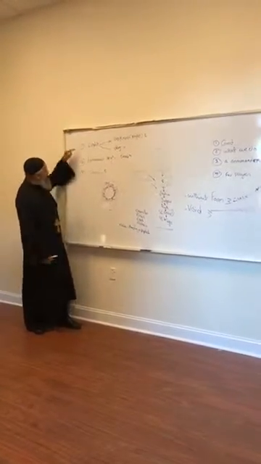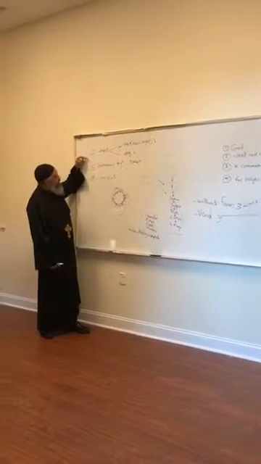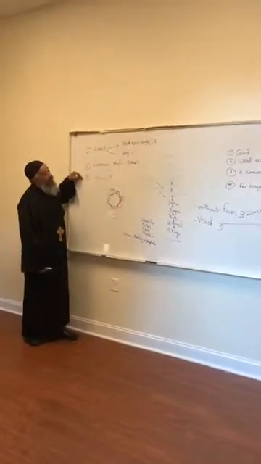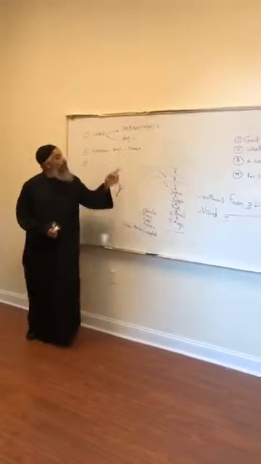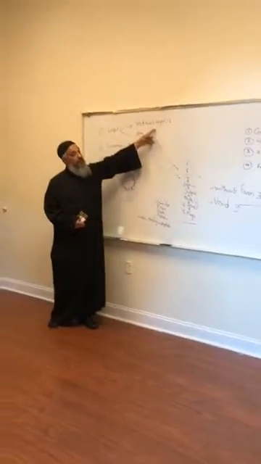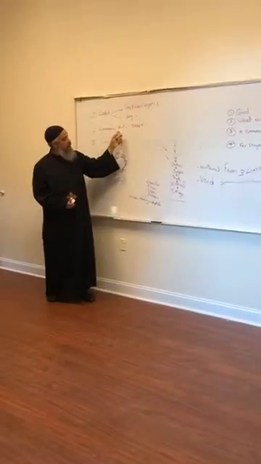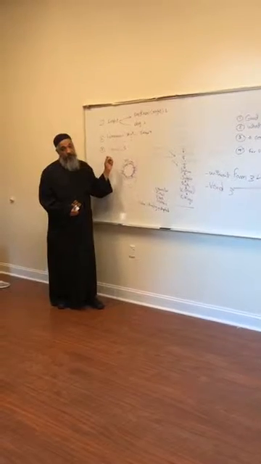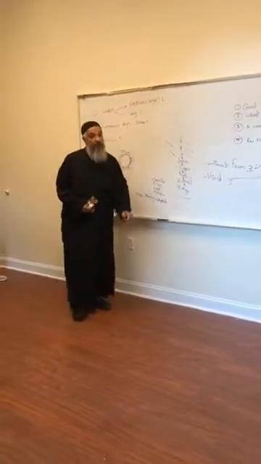So now 3 days. What's the first day? He created light. Then the second day He created firmament. Third day He created land. And we have 5 domains, 5 rooms on the earth. The first room is night. The second room is day. The third room is sky. The fourth room is seas, and the fifth room is land. Good? Are we together?